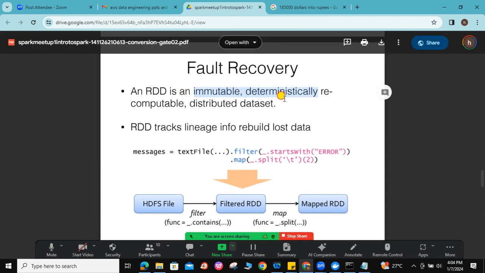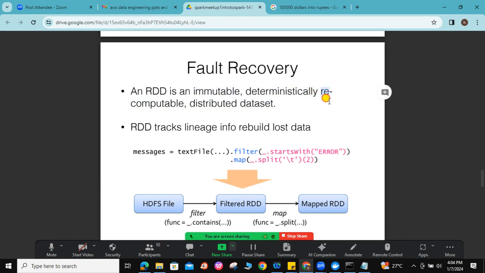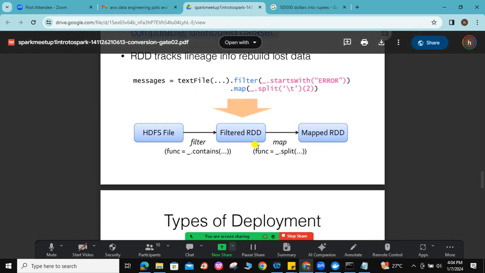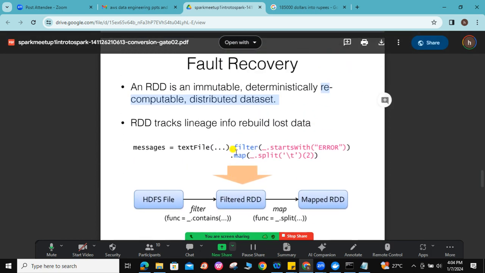As RDD is immutable, you know this. It is a resilient distributed dataset, which means where it has stopped, it will go to some other cluster and rerun from where it has stopped. So you need not worry.